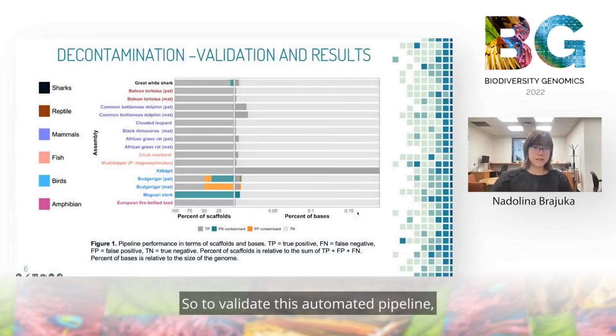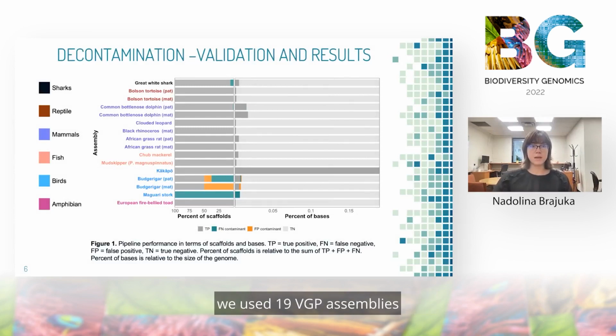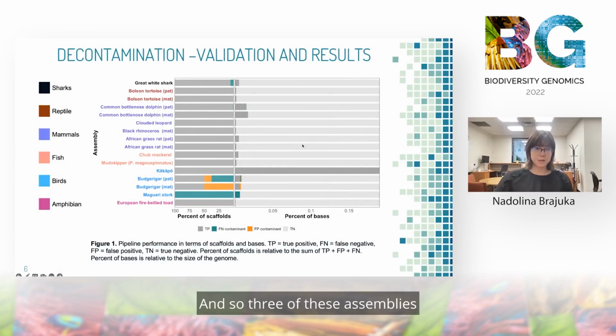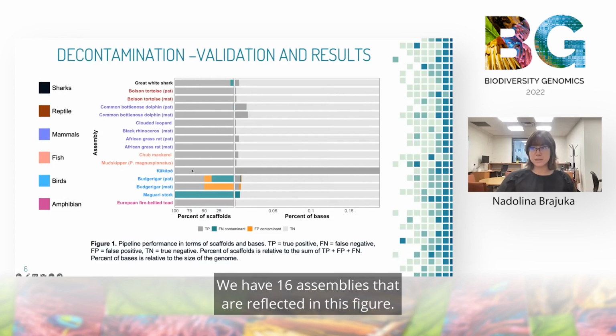So to validate this automated pipeline, we used 19 VGP assemblies that had already been decontaminated with the established process I mentioned earlier. And so 3 of these assemblies had no contaminants or mitochondria. I used them to check for spurious results, so those are not here. We have 16 assemblies that are reflected in this figure.